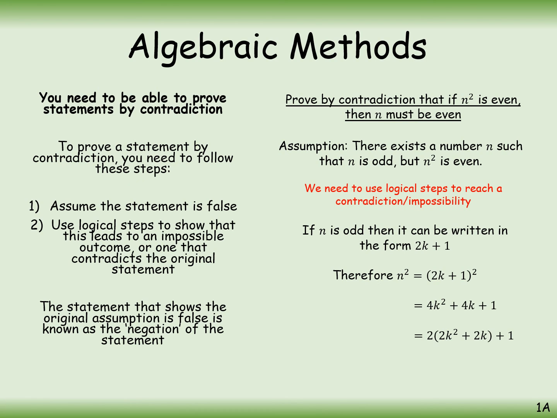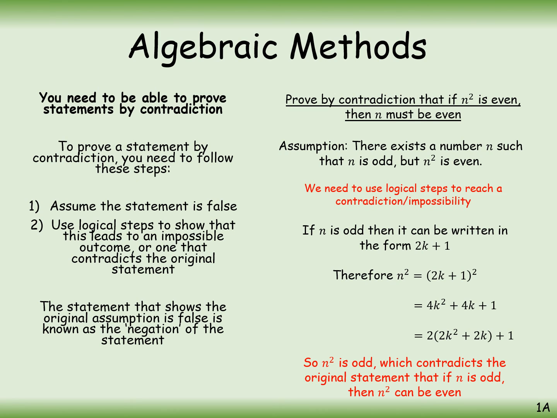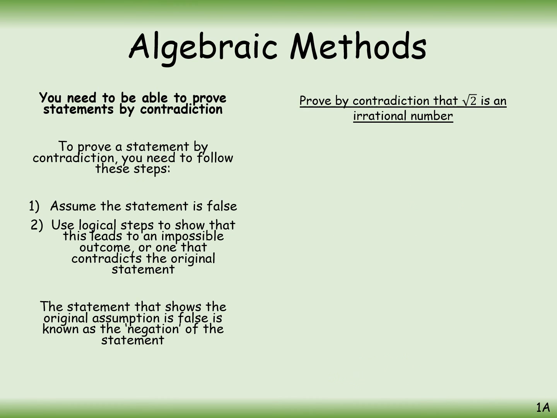Now if we just take 2 out from 4k squared plus 4k, we get 2(2k squared plus 2k) plus 1. So n squared is odd, which contradicts the original statement that if n squared is even, then n must be even. As you can see here, 2 lots of anything would be even, and if you add 1 to it, it would be odd. Let's look at this one.